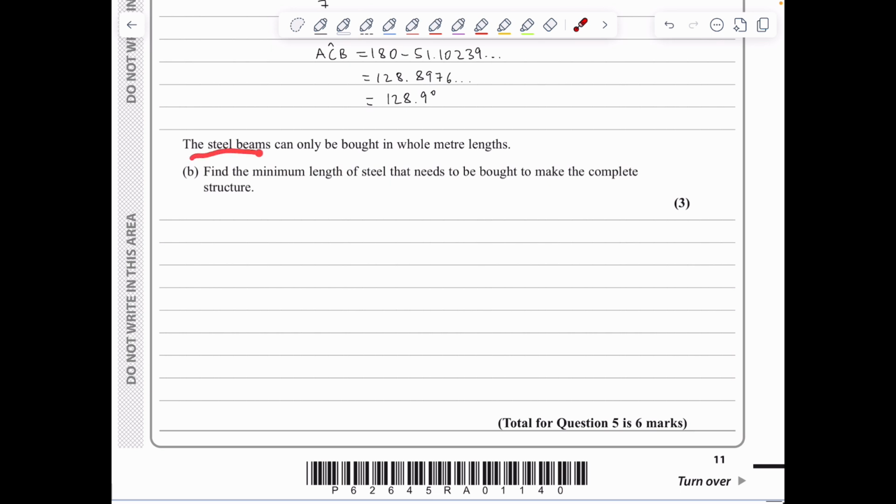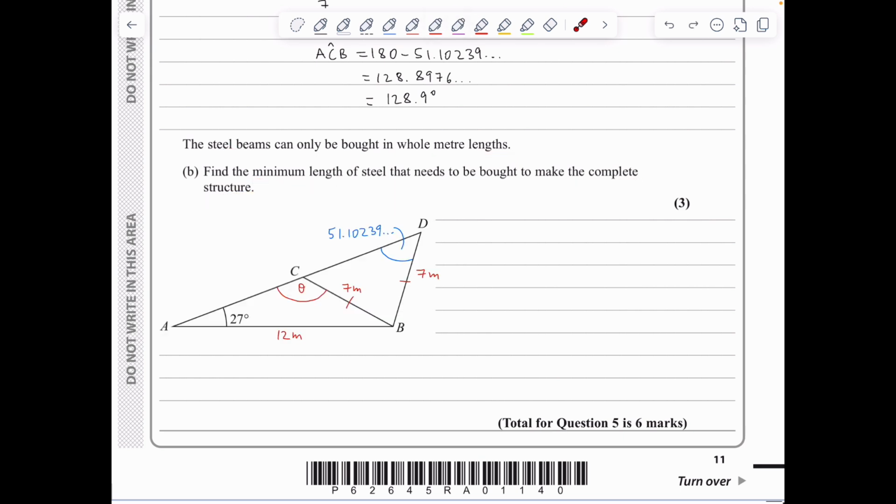Now the steel beams can only be bought in whole meter lengths, and we need to determine the minimum length of steel that needs to be bought to make the complete structure. So looking at the diagram, we need to find the total length needed. We already have 3 of the 4 lengths, so the whole objective is to find the length of AD. I will start by finding the size of the angle ABD, and I will then proceed with the cosine rule to find the length of AD.